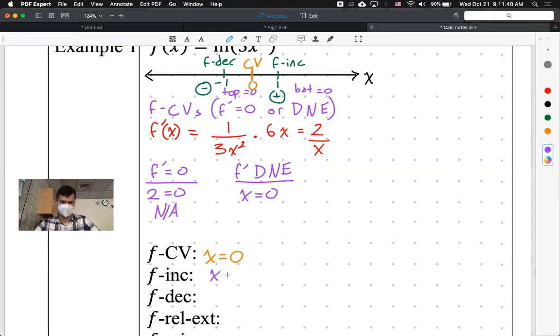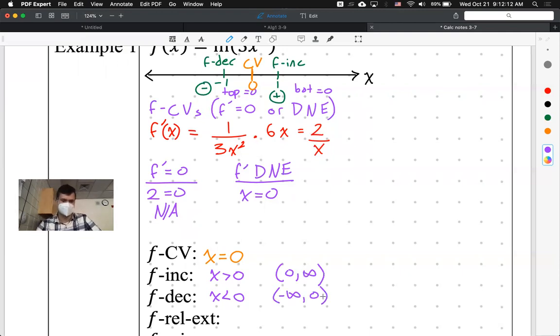Yep. And decreasing. Perfect. That was inequality notation, and I'm also making you responsible for interval notation as well. How do I say x is greater than zero in interval notation? Perfect. And then the other one is from, there we have it.